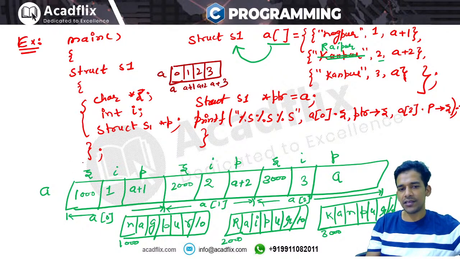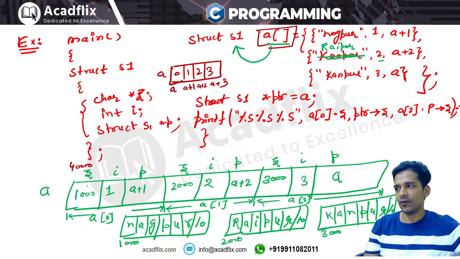Let us say the base address here is 1000, let us say 4000. Okay, this structure, this array A, is starting from the location 4000, right? Because this is the pointer, it will take 2 bytes depending on the kind of compiler we have. So let's assume the pointer is taking 2 bytes. Then this will be having the value 4002, then it is having 4004, right?